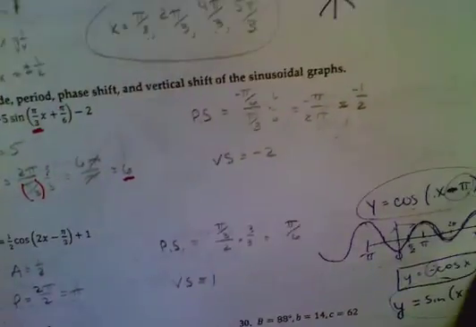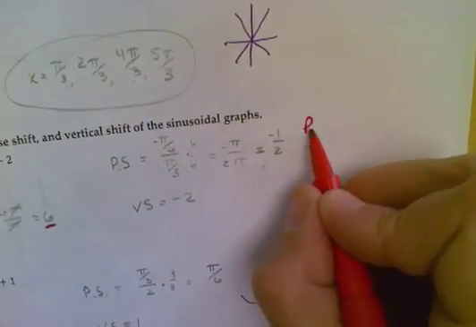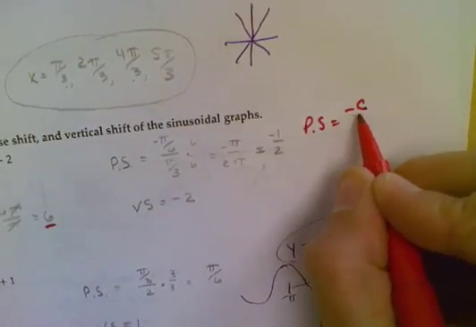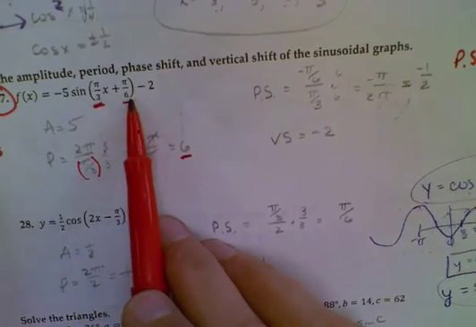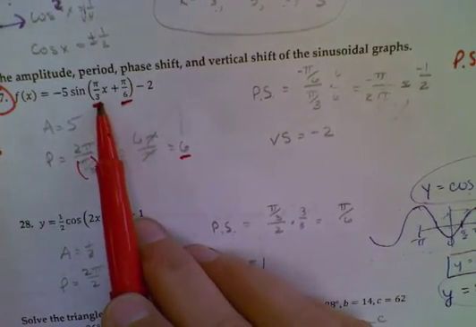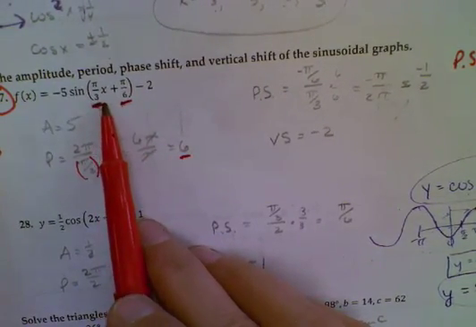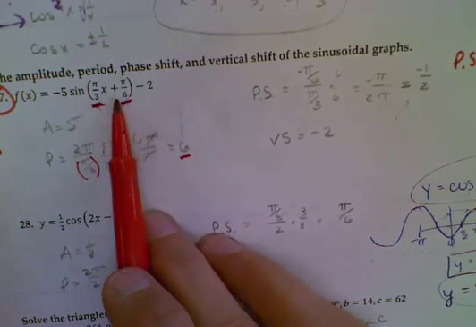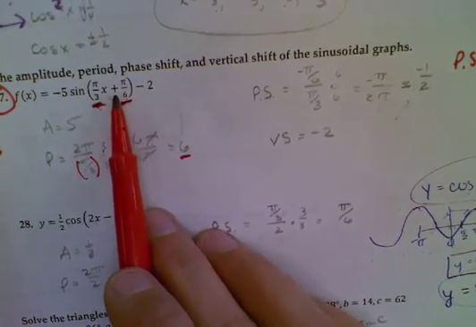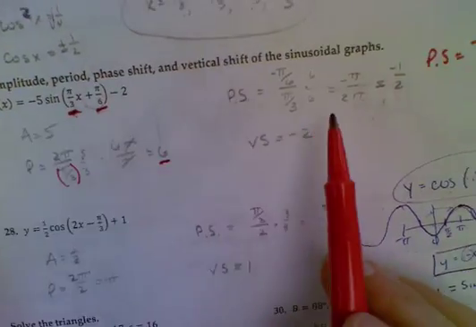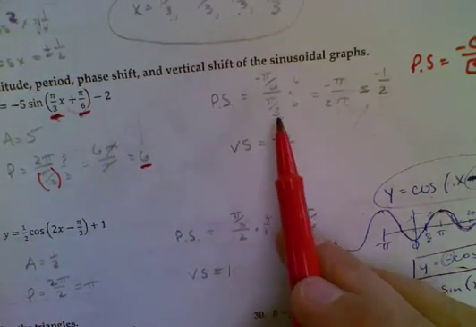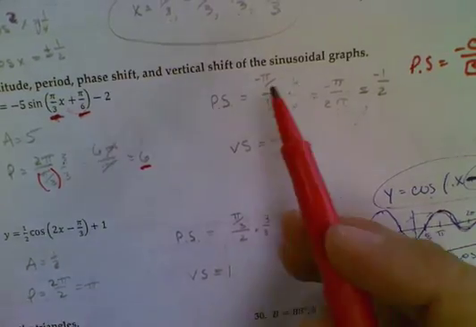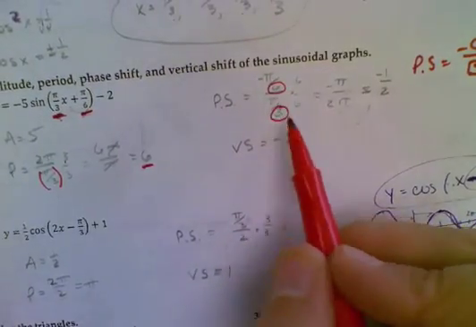All right, phase shift. Phase shift, we say, is equal to the opposite of the c value divided by the b. So c is this number right here that you're adding or subtracting, and b is still that number out in front of the x. So with this one, I take the opposite of this, so negative pi over 6, over the b value, pi over 3. So that's what this says, negative pi over 6 divided by pi over 3. I multiplied by 6 over 6 because I'm trying to get rid of both of those denominators.